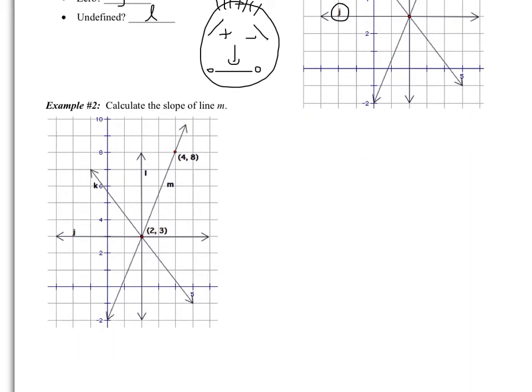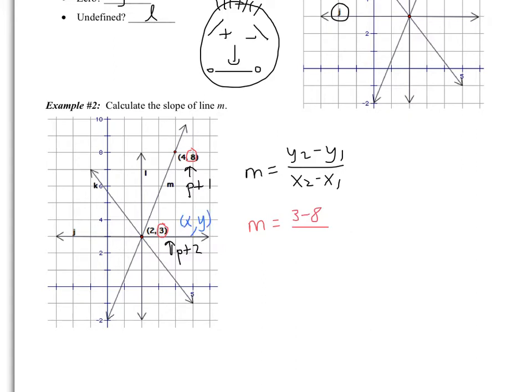Okay, in example 2, we actually have to calculate the slope this time. So slope is y2 subtract y1 over x2 subtract x1, and we're given 2 points. Doesn't matter which one we call point 1 and which one we call point 2. So I'm going to call this point 1, and I'm going to call that one point 2. Okay, so my y2 then is 3. My y1 is 8. So I'm going to have 3 subtract 8 divided by, because remember we have x comma y, x1 is going to be 2, because remember 2 comma 3 is 1 point. And then 4 is going to be my x2.